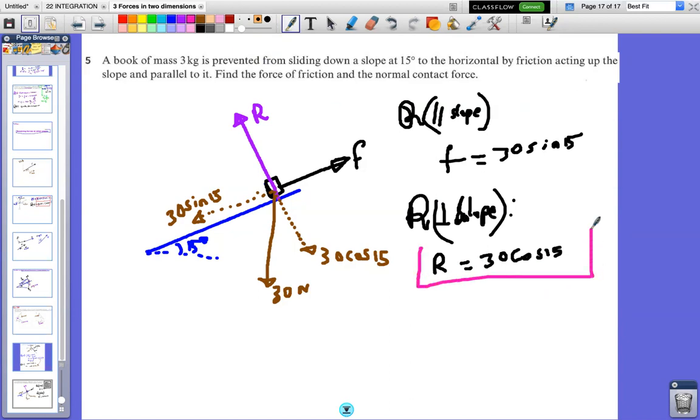If you had to go by resolving horizontally and vertically, it would take you ages to find F and R. It would take you at least 3 hours to work on it if you are a slow student. Not that it's impossible. It's possible to resolve horizontally and vertically and get it, but it would take you a very, very long time. Understand?